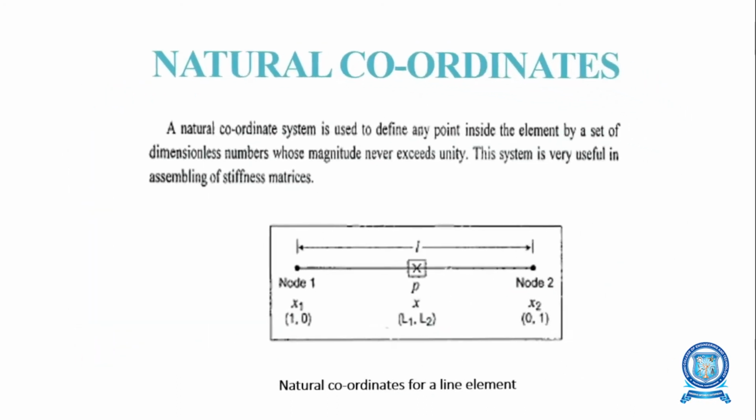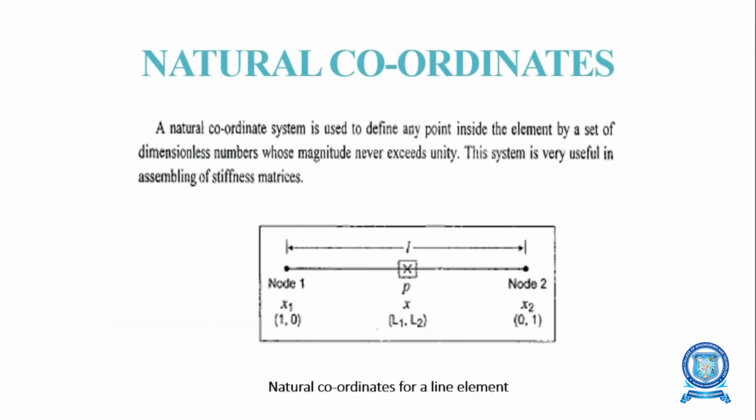Okay, the next one is natural coordinates. It is used to define any point inside the element by a set of dimensionless numbers whose magnitude never exceeds unity. This system is very useful in the assembling of stiffness matrices. So first we consider a line with nodes, with natural coordinates and Cartesian coordinates.